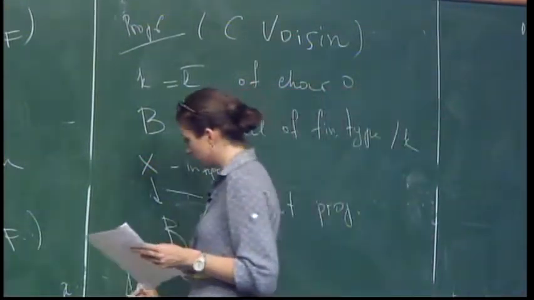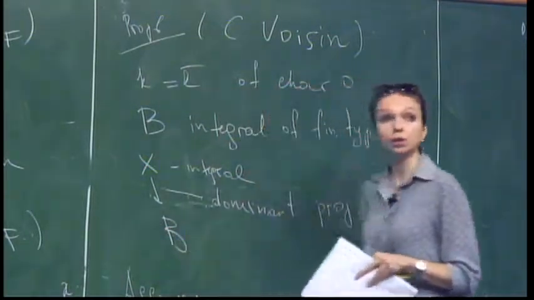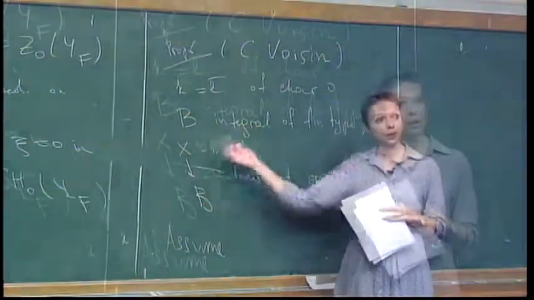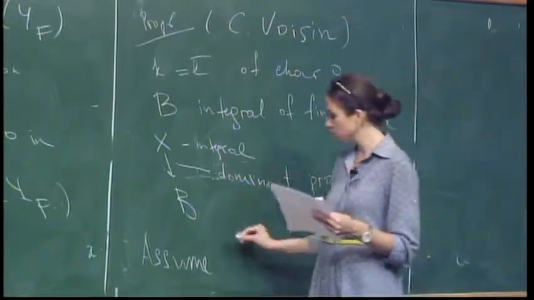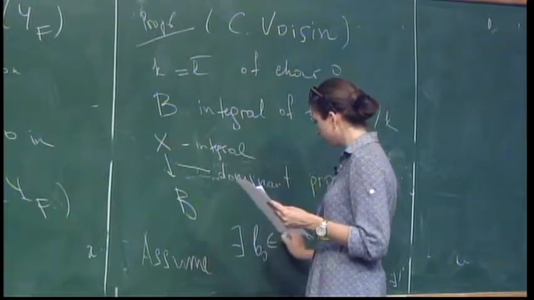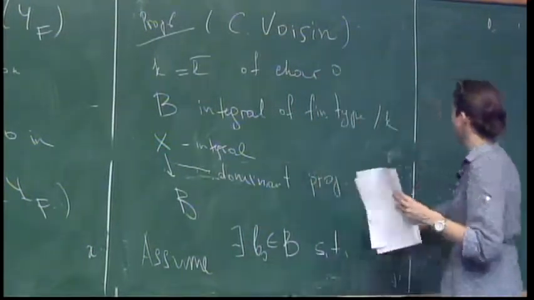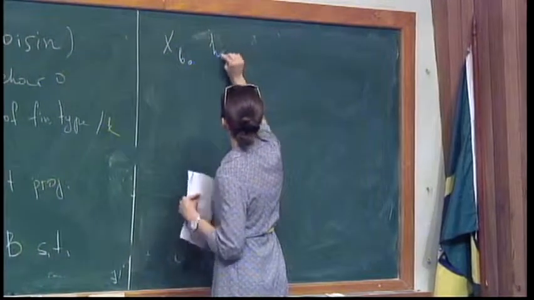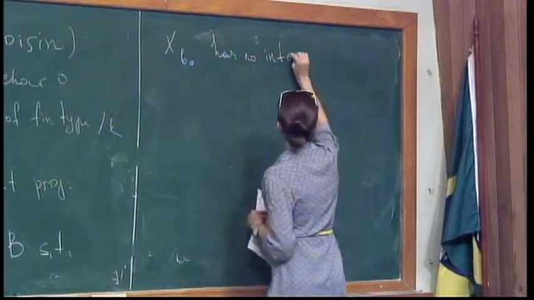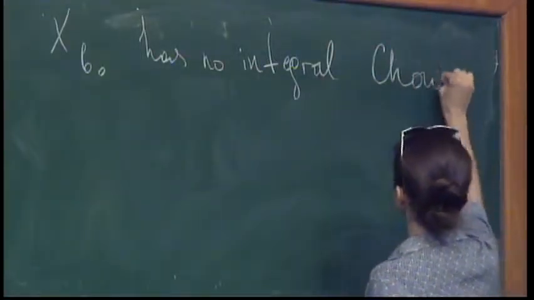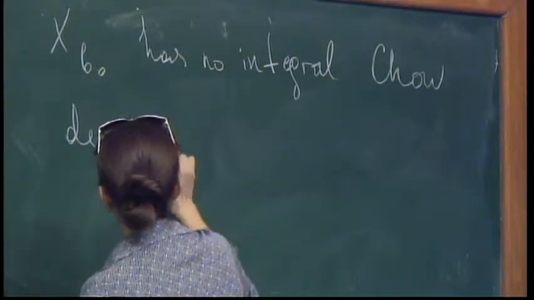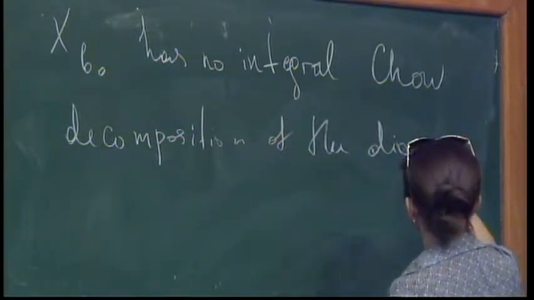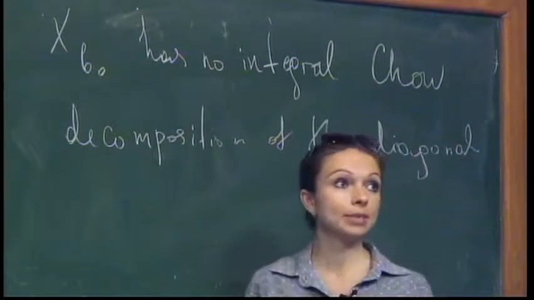Now assume that the following accident happens, that accidentally we were able to prove that for some point of B, the fiber has no decomposition of diagonal. So assume there exists just one point B0 in B such that the fiber X over B0 has no integral Chow decomposition of the diagonal. Then the conclusion is actually that it was not an accident, but it happens very often.